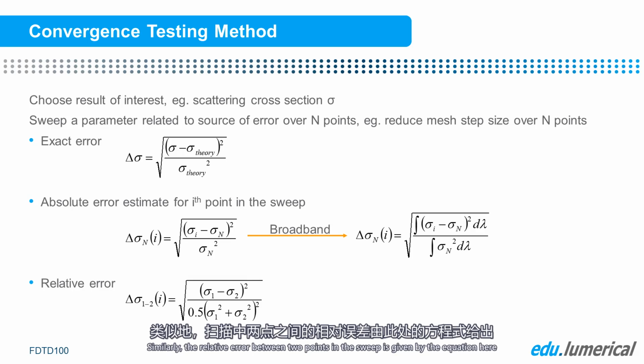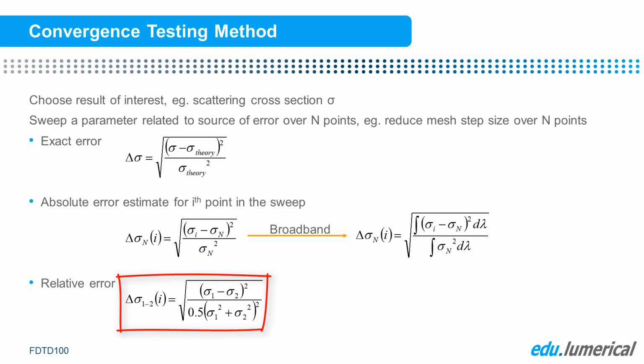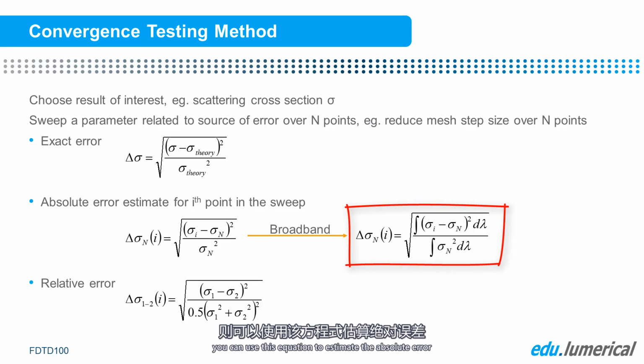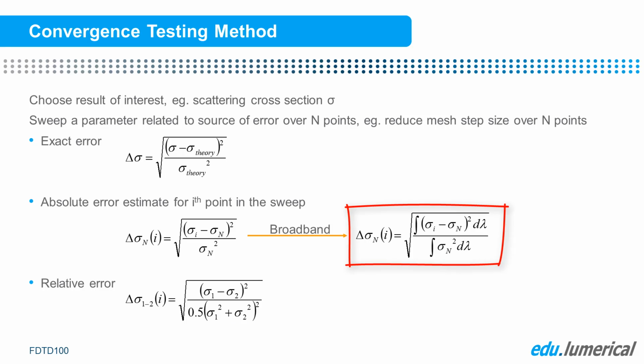Similarly, the relative error between 2 points in the sweep can be calculated using the equation here. If measuring a result from a broadband simulation, you can use this equation to estimate the absolute error, which includes the integration over the wavelength range.